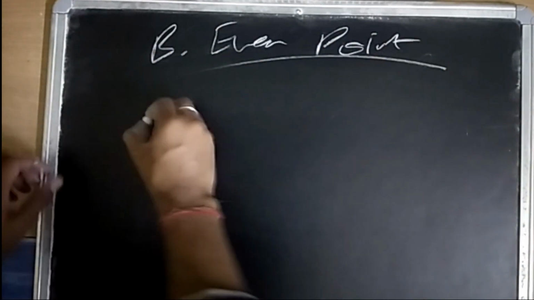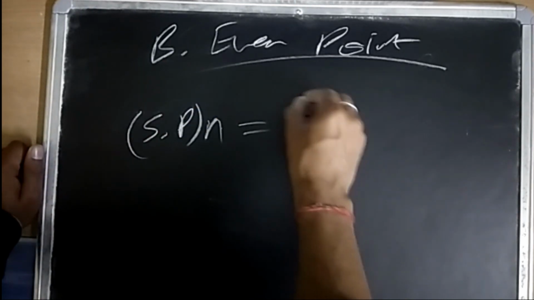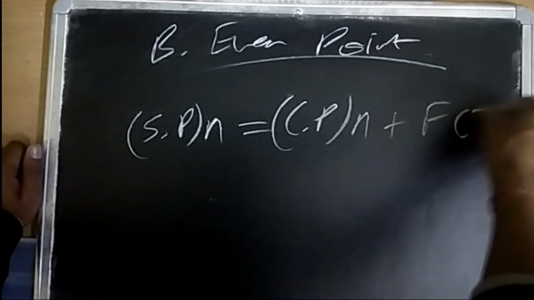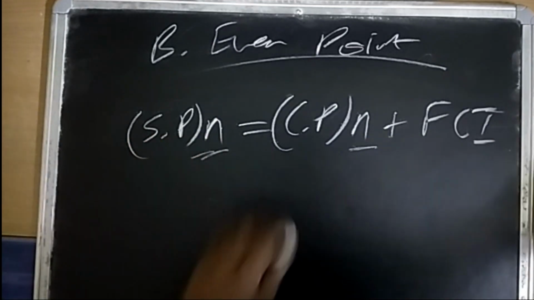And if profit is selling price into number of units, cost is cost price into number of units plus FCI. So sometimes you need to even find this n. Okay, this is how you can find it.